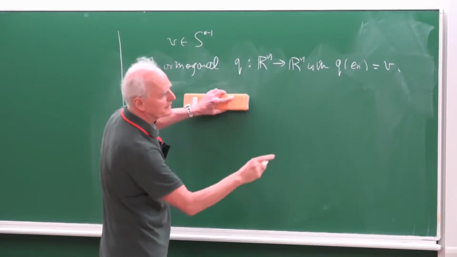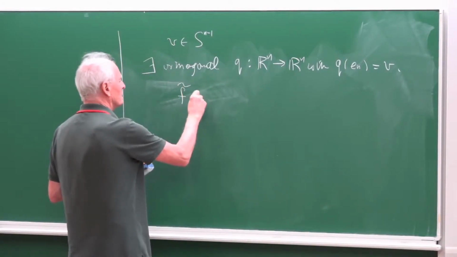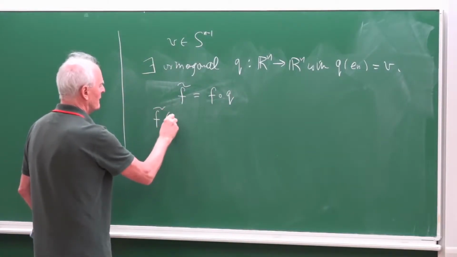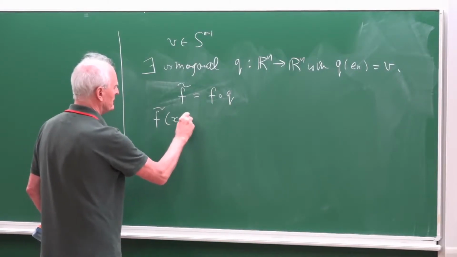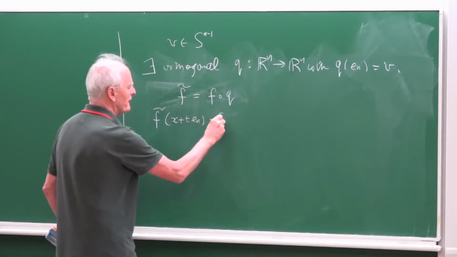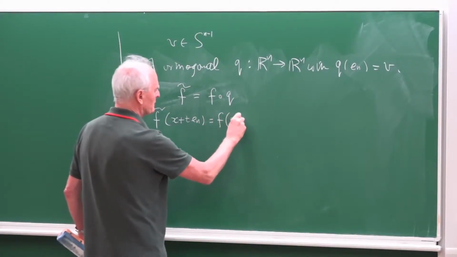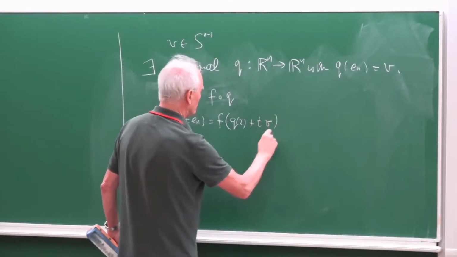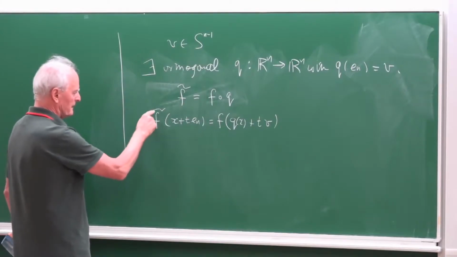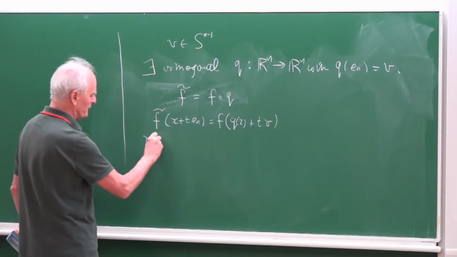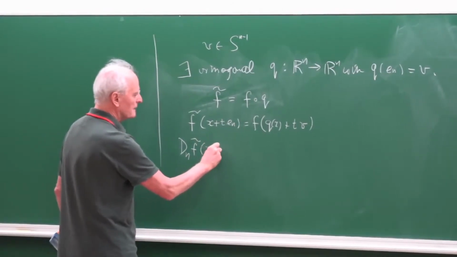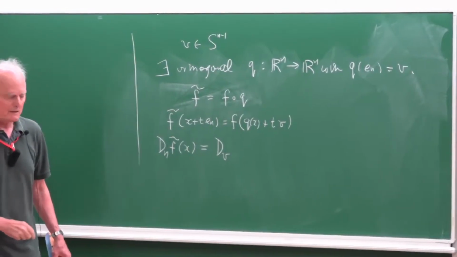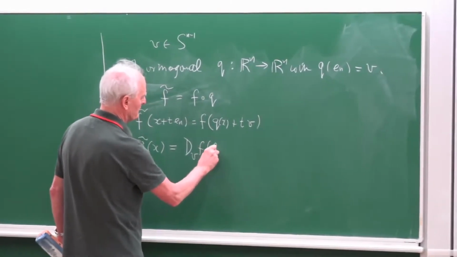Oh, sorry, we're talking about f, aren't we? So f tilde equals f composite Q. And that means that f tilde of x plus t En is the same as f of Qx plus t Q En, but Q En is equal to v, so plus tv. So that means that the nth partial derivative of this new function f tilde at x is the same as the directional derivative by v of f at Qx.